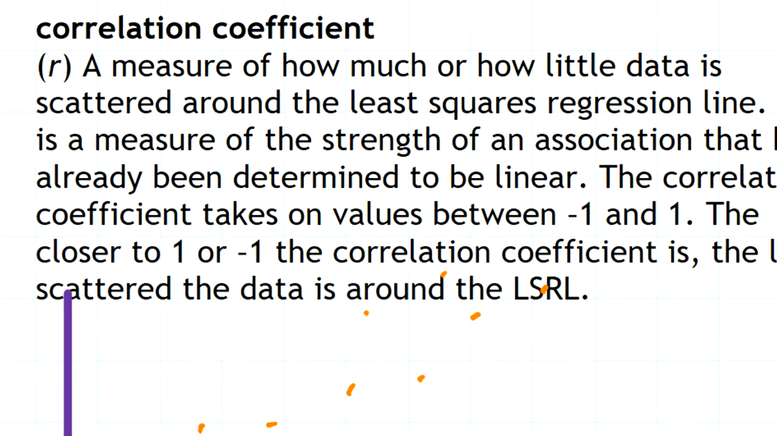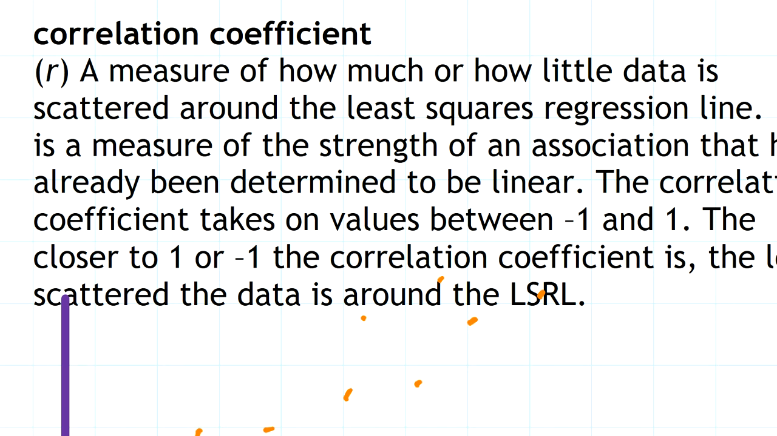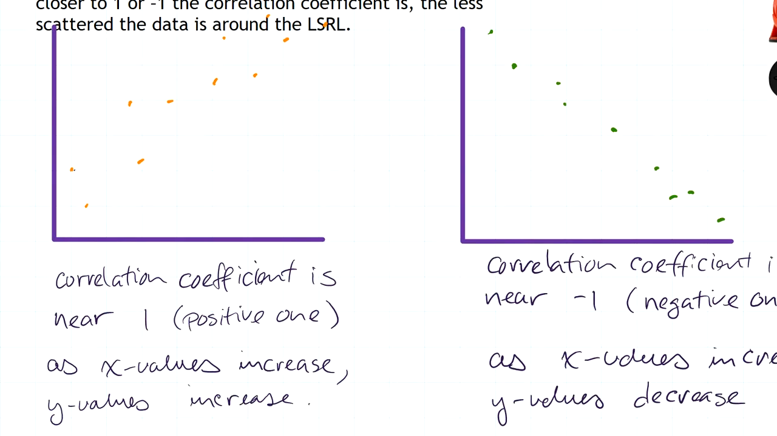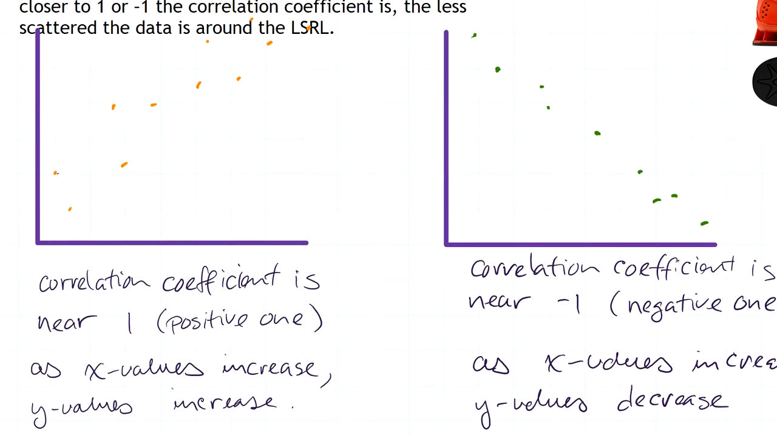So remember, correlation coefficient, R, is a measure of how much or how little data is scattered around the least squared regression line. It is a measure of the strength of an association that has already been determined to be linear. The correlation coefficient takes on values from -1 to +1. The closer to 1 or -1 the correlation coefficient is, the less scattered the data is around the least squared regression line. So if I look at, for example, this one here, correlation coefficient is near +1.